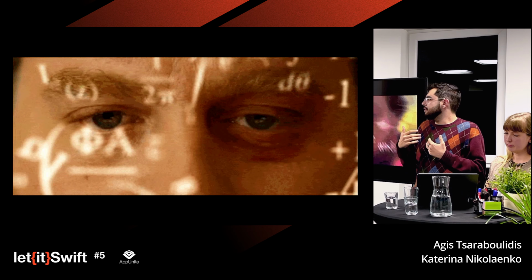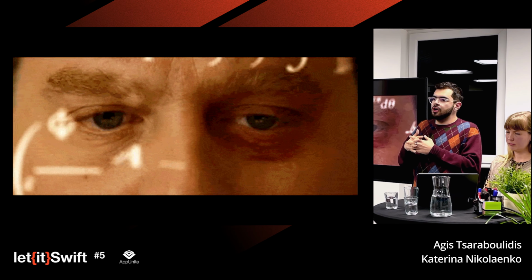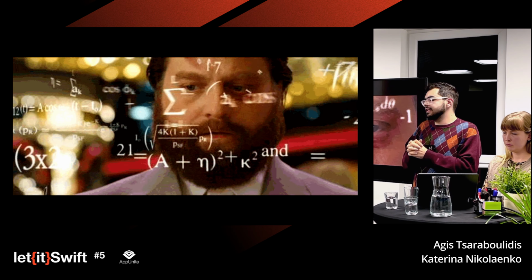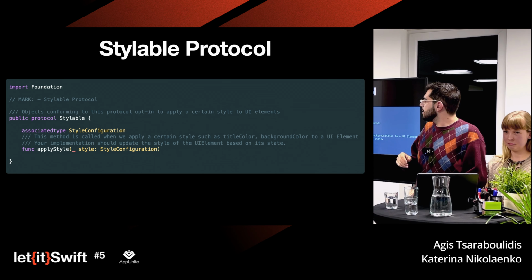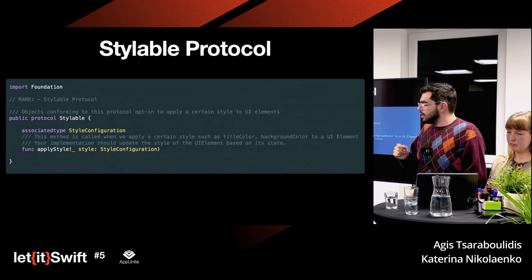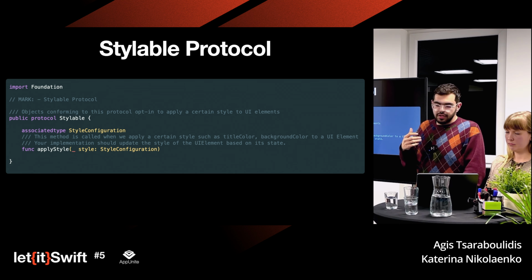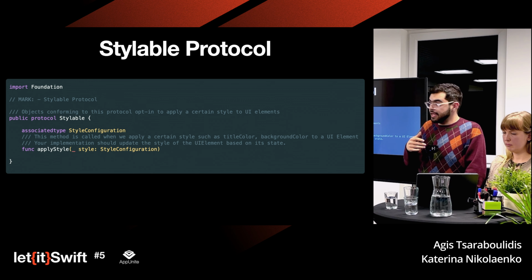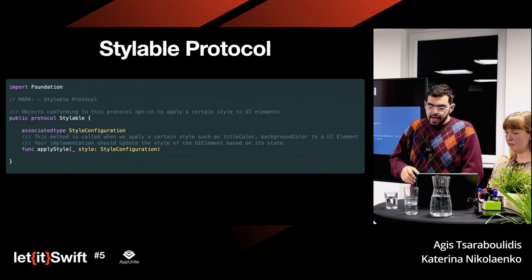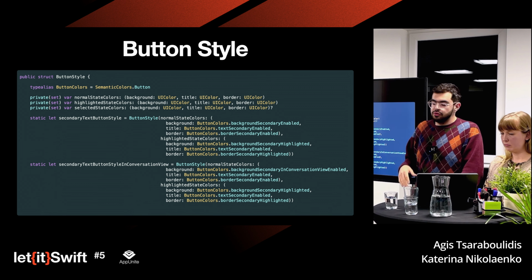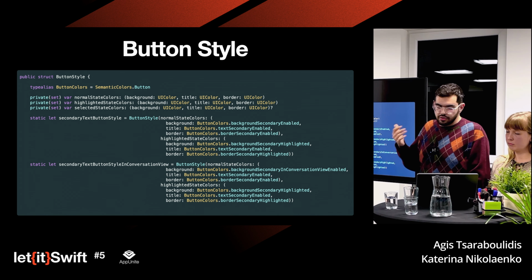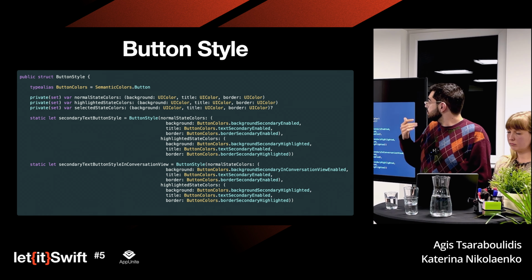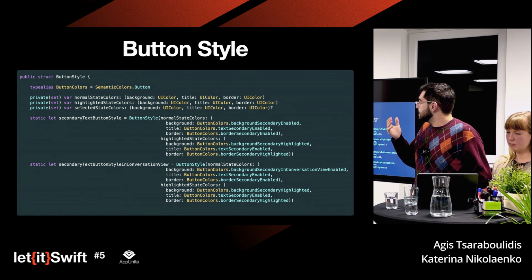So again, we had to take a step back and think, okay, we need to find a common way of setting colors and setting the styles for those elements. So again, we used a protocol where the implementation should update the style of the UI element based on its state. And from there, it was pretty straightforward to create different kinds of styles, such as button style, where as you can see, we have normal state colors, highlighted state colors, and selected state colors, and we set the colors like that.